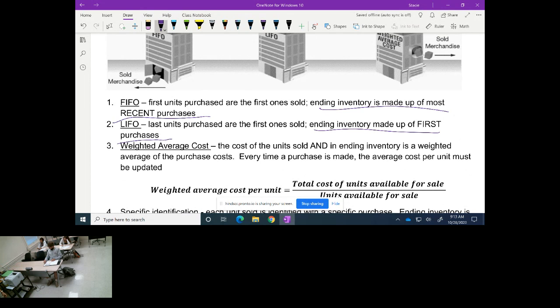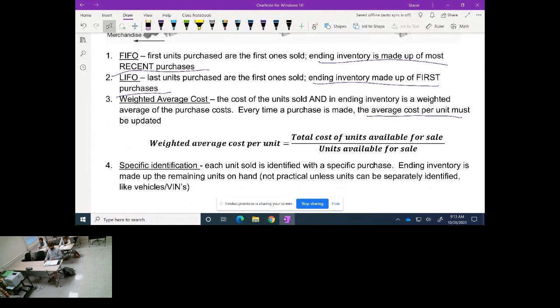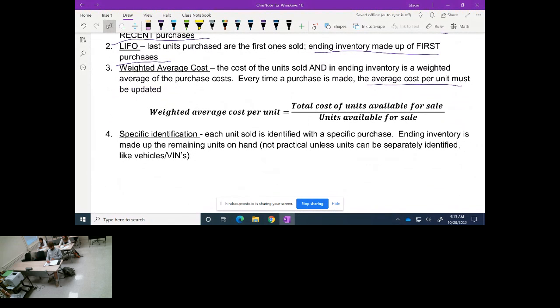And then weighted average: for every purchase, and when I say purchase, it's more than one unit, the average cost per unit has to be updated every time a new purchase is made. We're going to go through each one of these. All right, so there's your formula for weighted average cost per unit for later if you need it.